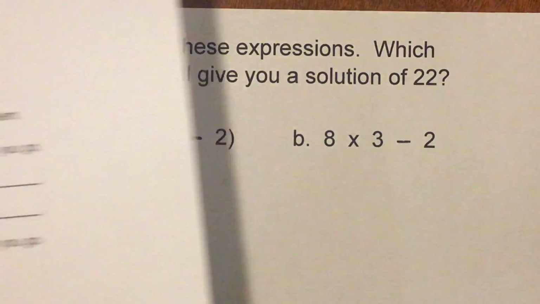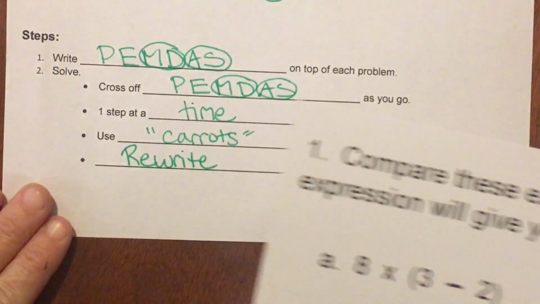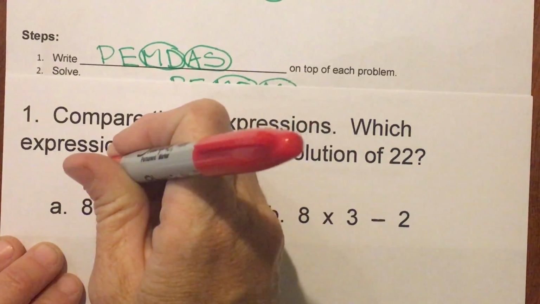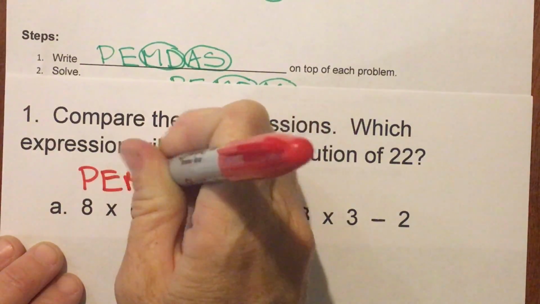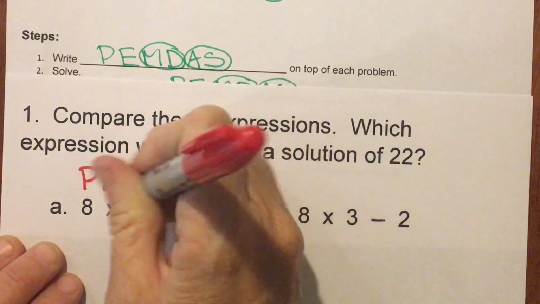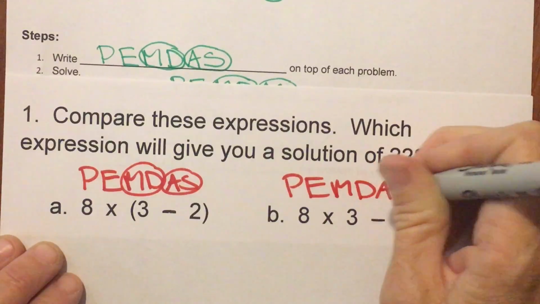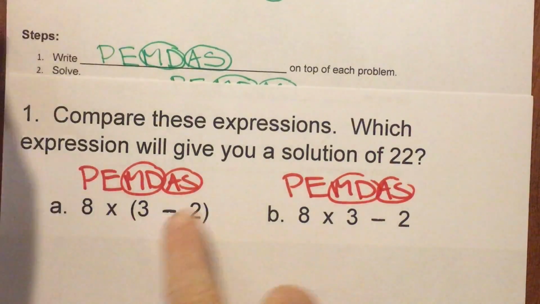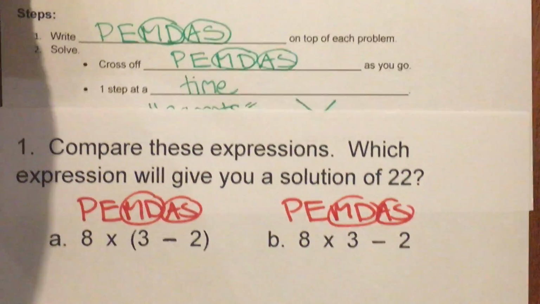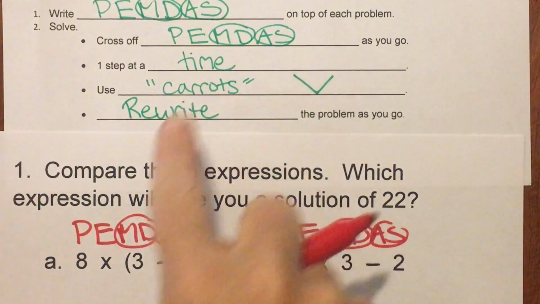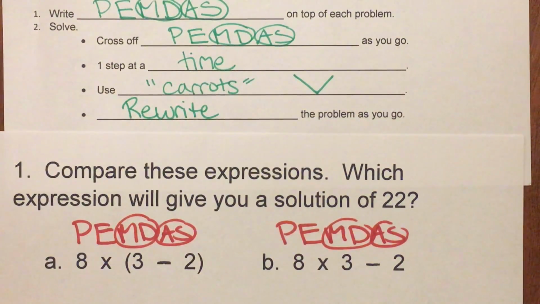Okay, so let's go back to my steps. My steps say I'm going to first write PEMDAS. And remember, this is so I memorize PEMDAS faster. It's also so I have a check off as I'm solving. So I'm going to write it twice because I'm going to do 2 problems. Now as I'm solving, I have to do 4 things. I'm going to cross this off as I go, do one thing at a time, use these carrots, and rewrite. So I'm going to start with A.